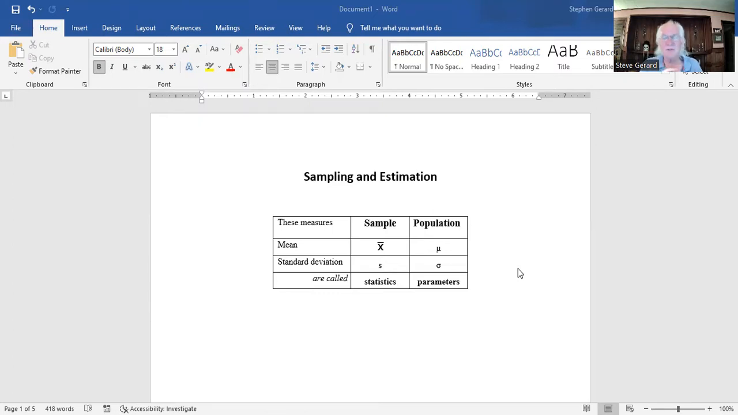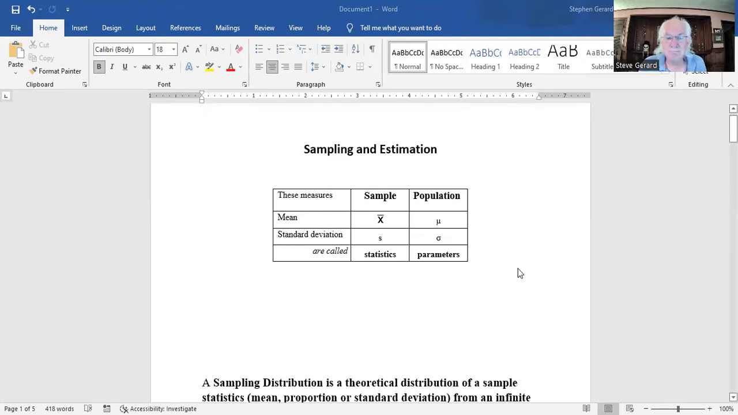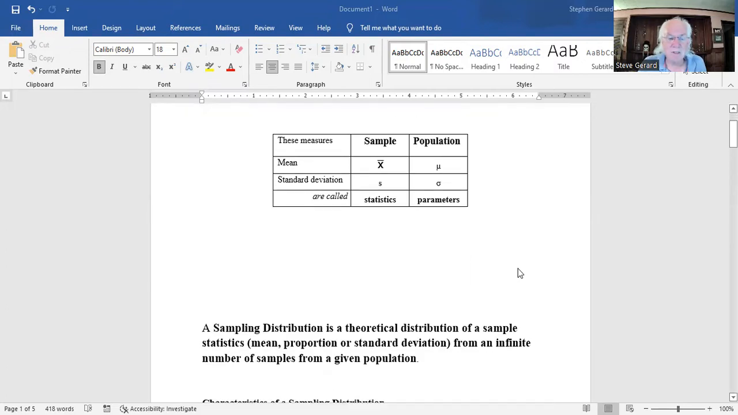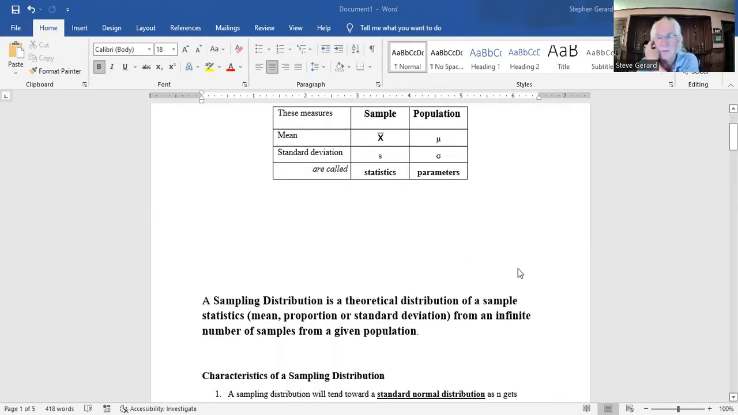Now there are all sorts of caveats with this, and I'm going to introduce some of them along the way as we go through it. Let me start off by noting the sampling distribution. This is a different kind of distribution. You've seen binomial distributions, frequency distributions, and probability distributions.